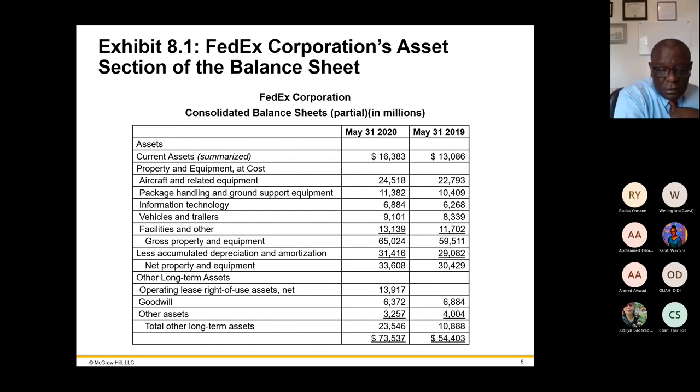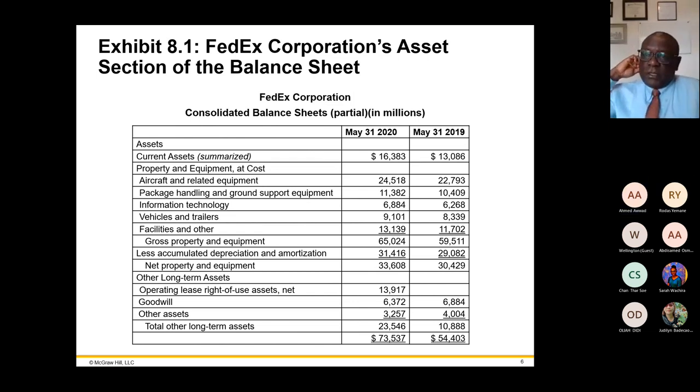Professor. Yes. How can goodwill be measured? Well, maybe it's outside the scope, but it's a good question. Excellent question.